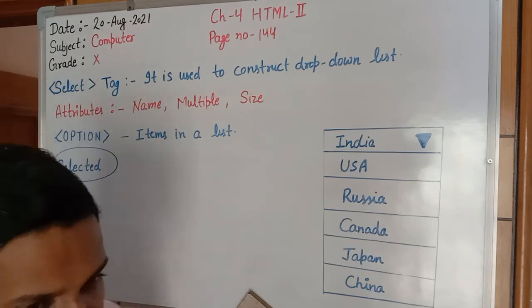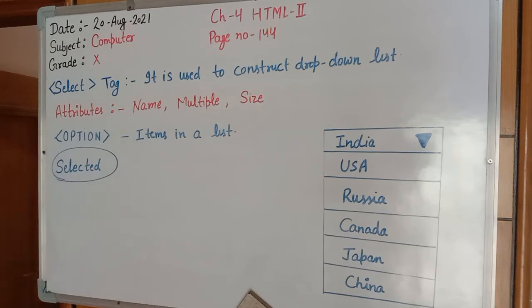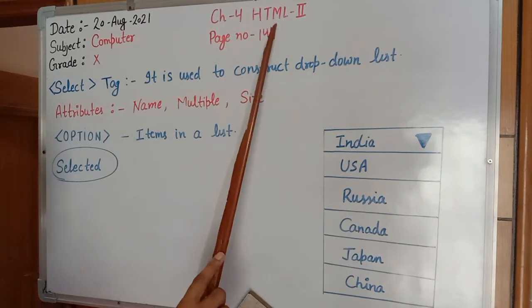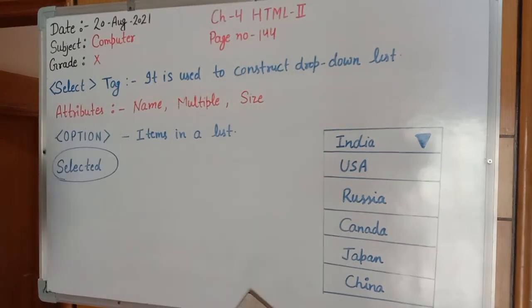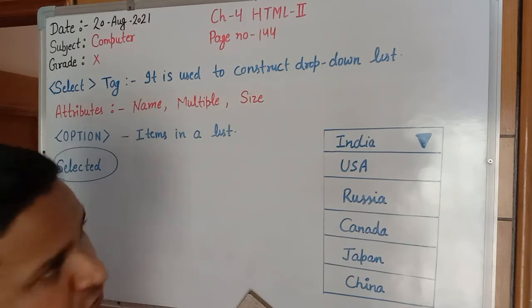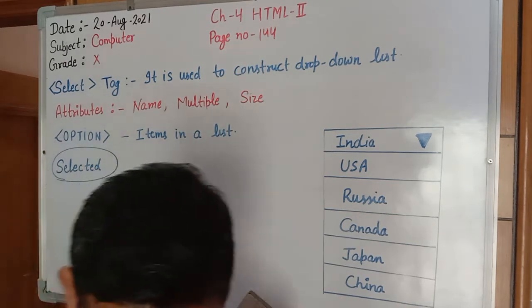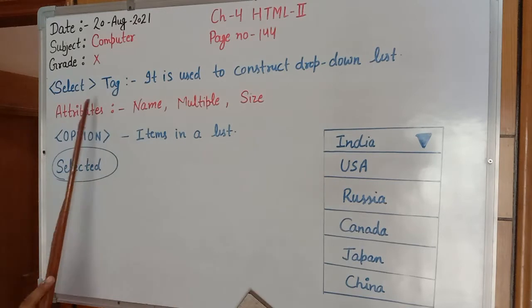In today's session, we are continuing with chapter 4 that was going on in the last session also. Chapter 4 is HTML2, in which we are going to include images, forms, audio and video. We have covered till page number 143. Today we are continuing with page number 144, and the topic of today is the select tag.